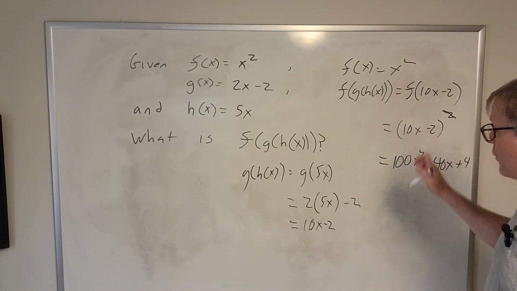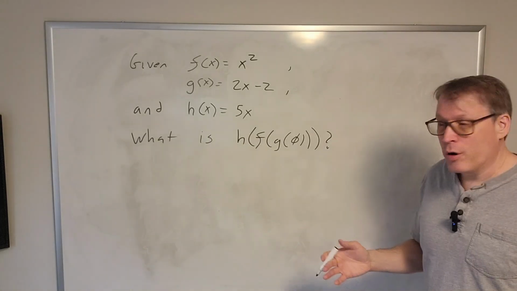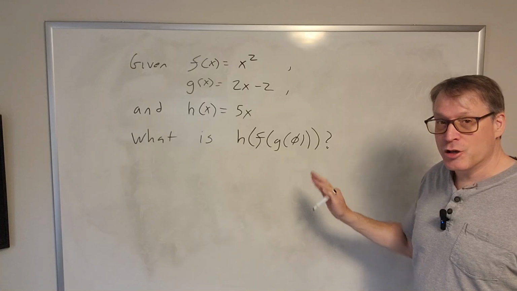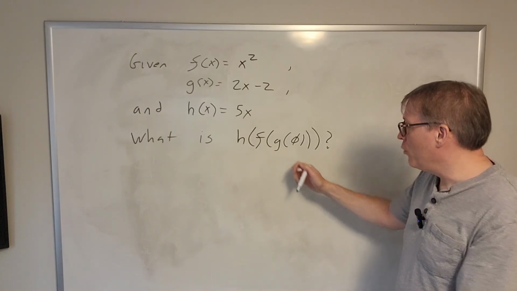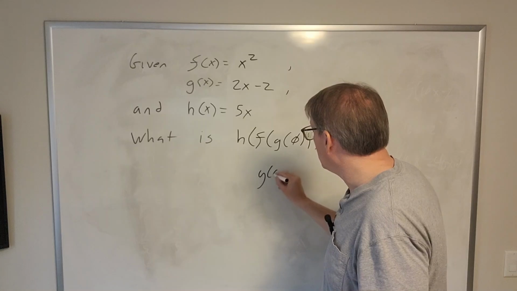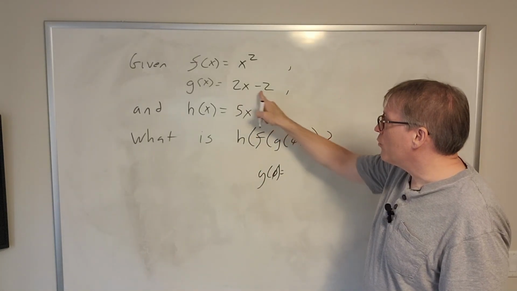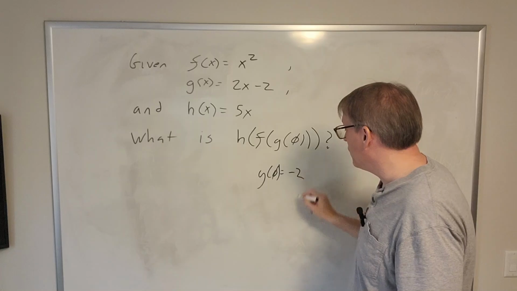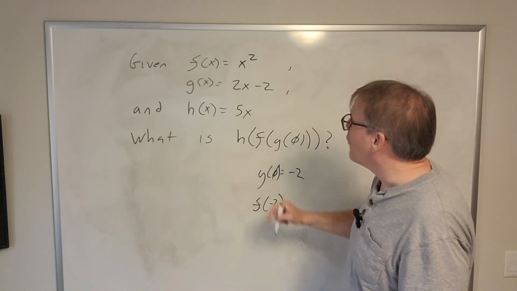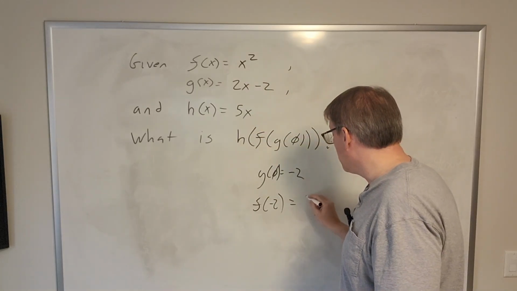So this is kind of a harder case. Another case that would give you something more like this: what is h of f of g of 0? In this case, you just go from the inside and work your way out. What's g of 0? g of 0 is equal to 2 times 0 minus 2, which is just minus 2. So what is f of minus 2? f of minus 2 is 4. Minus 2 times minus 2 is 4.